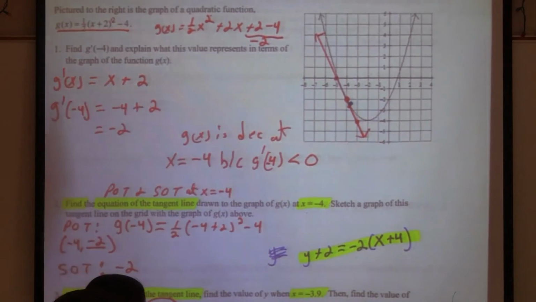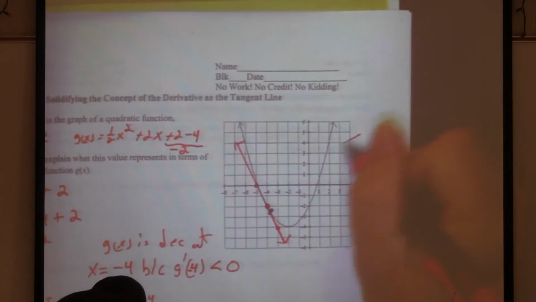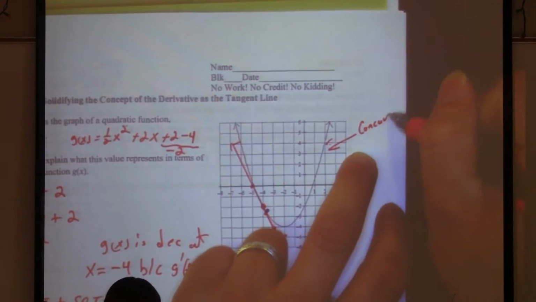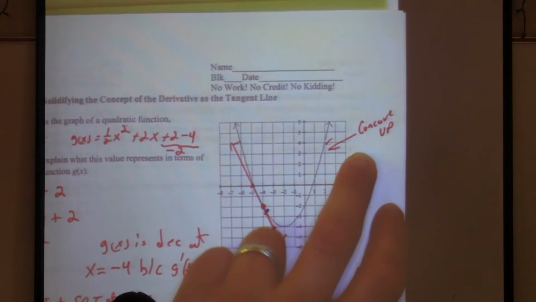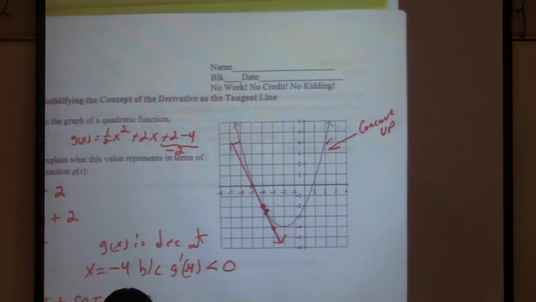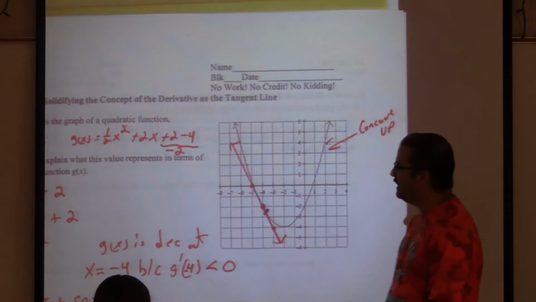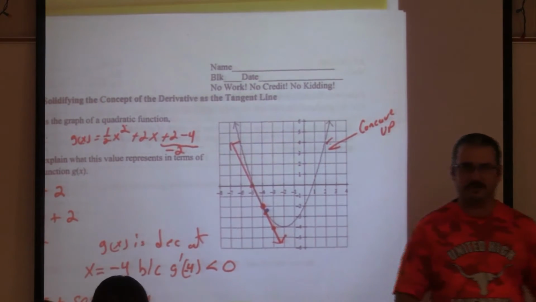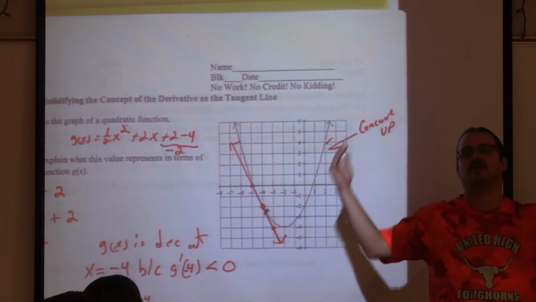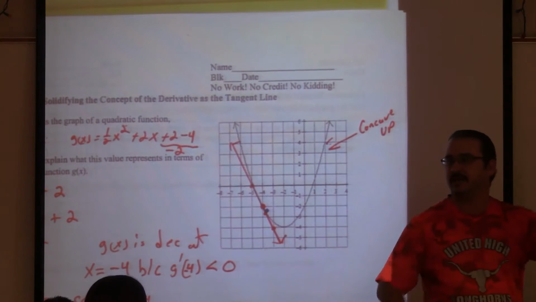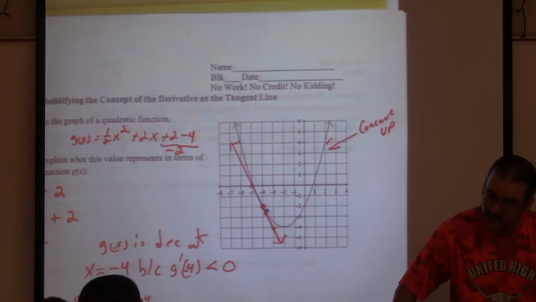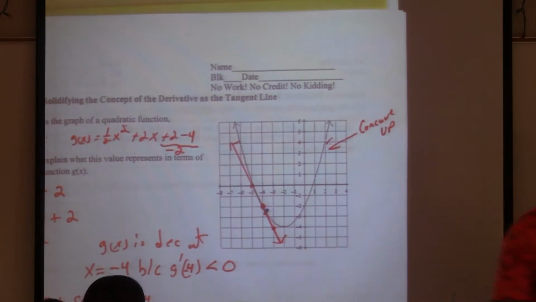Good. Okay, so you need to know that because on the test there's going to be a question that says the function is concave up. You need to know what it means when I write that. So that's an easy way of knowing whether the tangent line is above or below the curve. If the function is concave up, the tangent line will always be under it, right? If the function is concave down, then the tangent line will be above it.